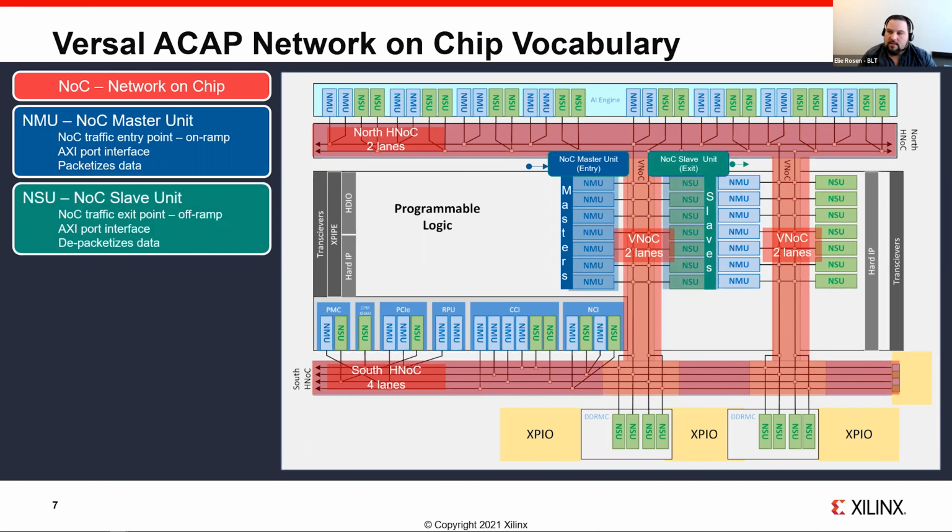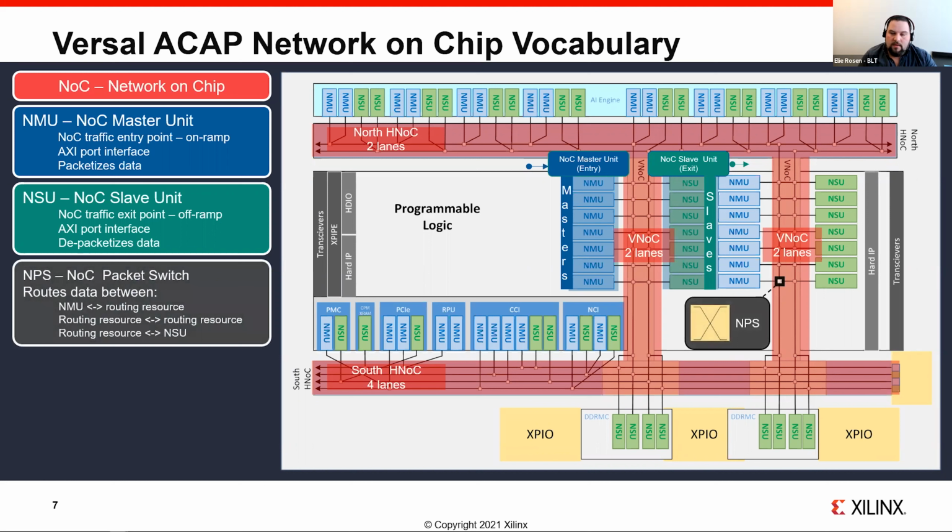Then we have the NoC slave unit. This is your off-ramp from the information highway here. This will depacketize your data back into either AXI memory mapped or AXI stream formats. The little squares that we see intermixed between all of the horizontal NoCs and vertical NoCs are your packet switches. Here there is logic to handle the routing between all the master units and all the switching units across any of the possible physical silicon dies that exist inside of this silicon package.